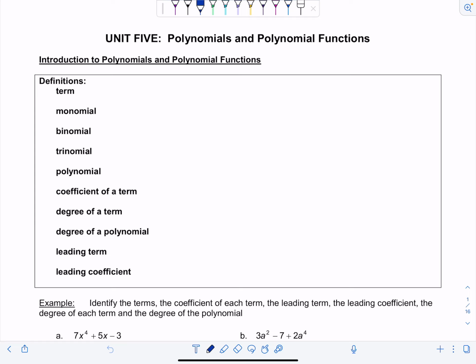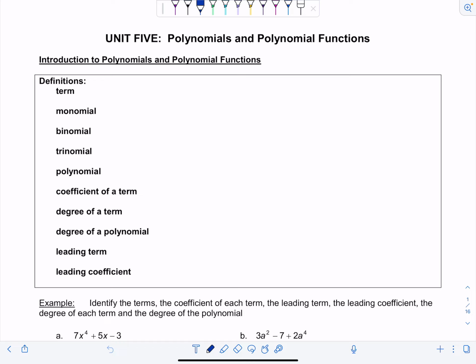This is video lecture number 17 on Introduction to Polynomials and Polynomial Functions. So we're starting Unit 5, having to do with polynomials and polynomial functions. We're going to get into multiplying polynomials, dividing them, factoring them, all sorts of good stuff. So first things first, some terminology or definitions that we need to set straight.